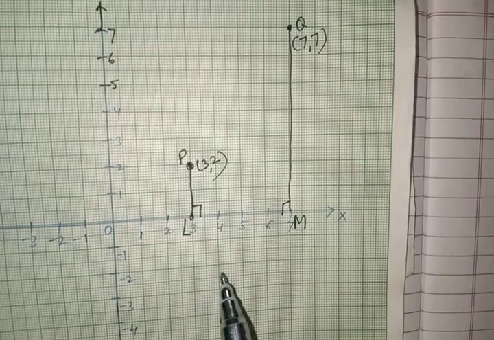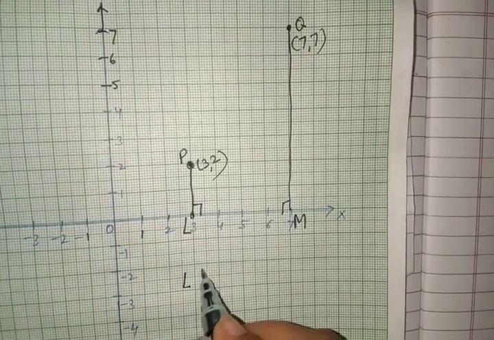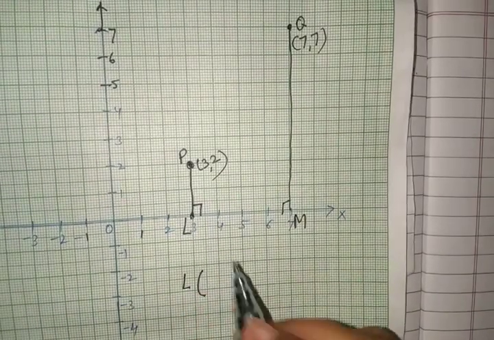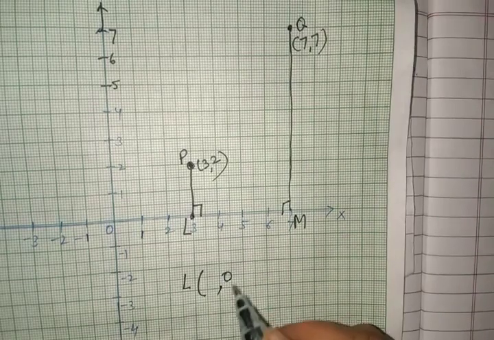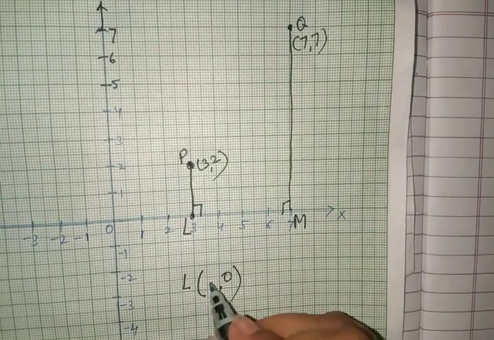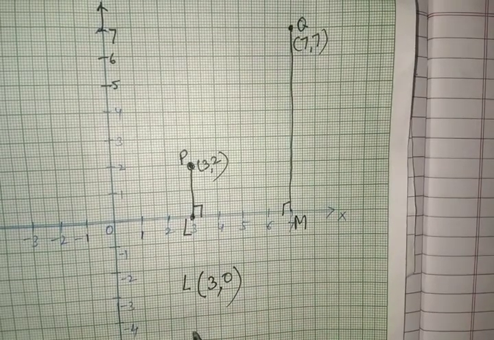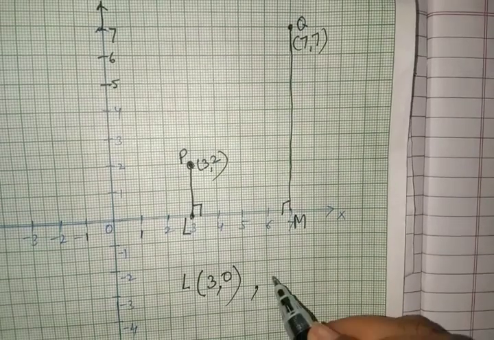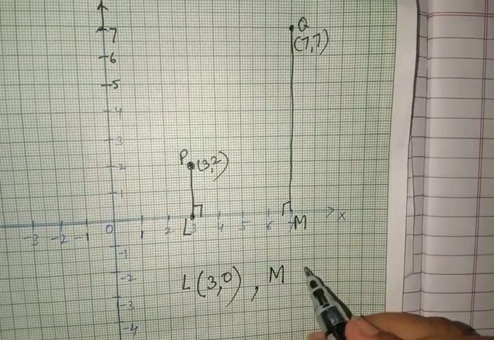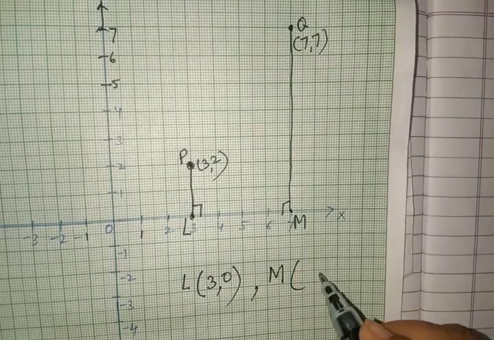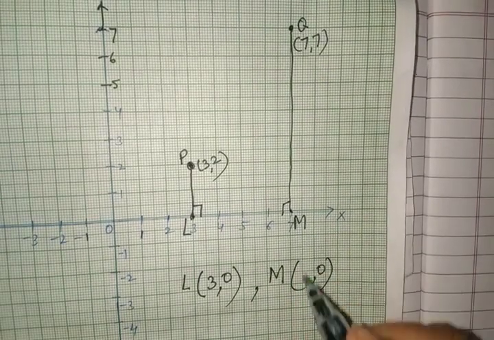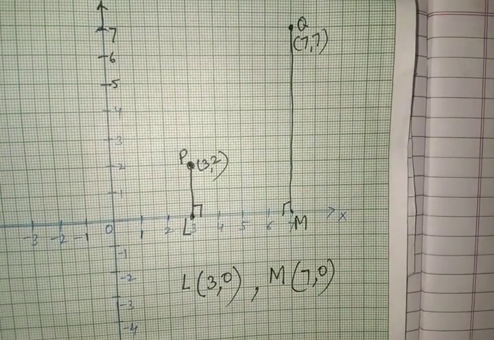Now we need to write coordinates of L. Very easy. Coordinate of L is, because it is on x-axis, so y will be 0 here. So coordinate of L is 3, 0. And coordinates of M, because again it is on x-axis, so y will be 0 and x is 7. So these are the points.